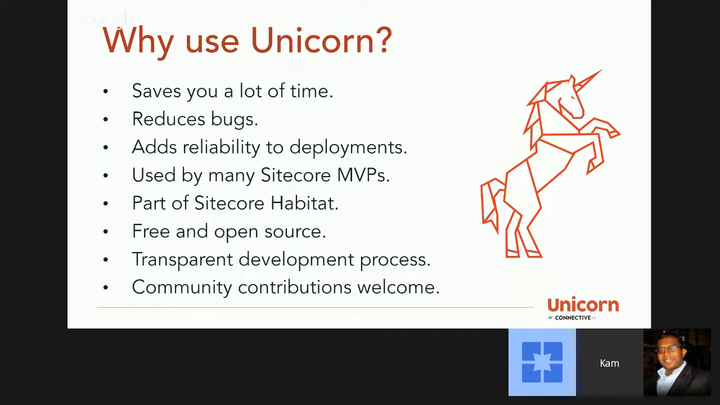It's used by MVPs, it's used by Sitecore Habitat. It's free and open source. There are lots of community contributions that are part of Unicorn. And the development process for it is completely transparent. I do not have any private repository for Unicorn. I use the commits that I make to Unicorn on a daily basis. I use my own NuGet packages as part of my daily development process, and so there's nothing hidden going on there.